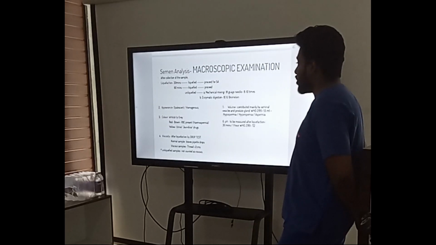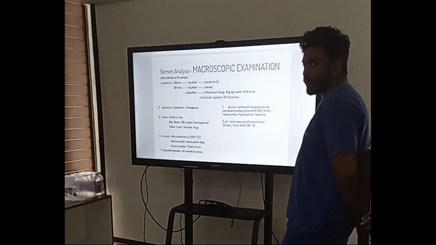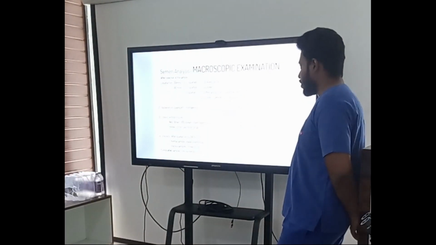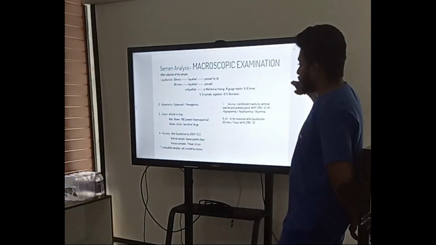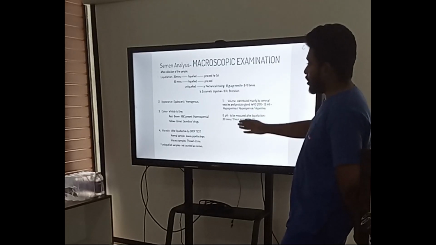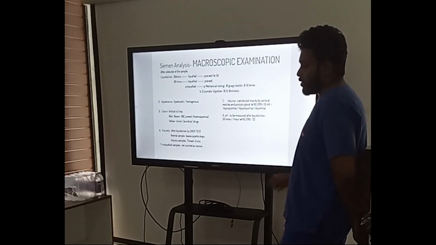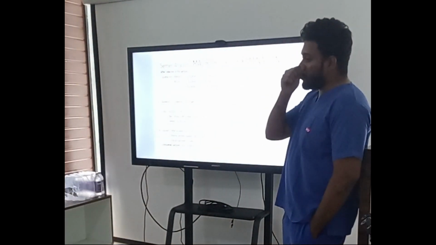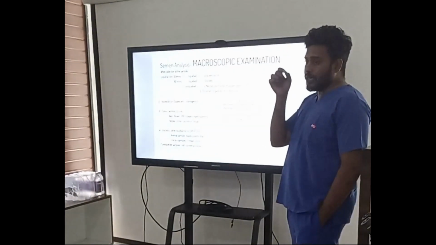So in the semen analysis, we have to consider two types of examination: macroscopic and microscopic. Macroscopic is nothing but the liquefaction time that we have to see. That should be somewhere around 30 minutes to 60 minutes. Within that time period, it has to be liquefied properly. Liquefied is nothing but it has to be a discrete droplet.